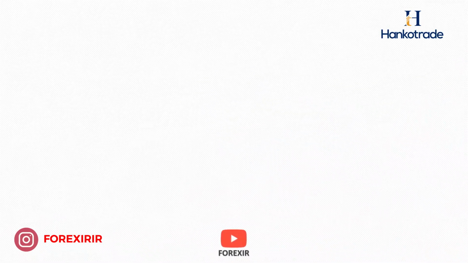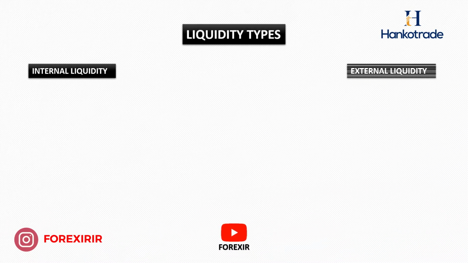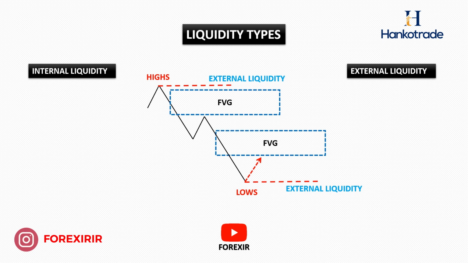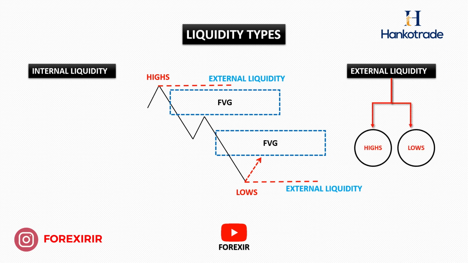When it comes to liquidity, we can categorize it into two types: internal and external liquidity. To better understand this concept, let's imagine a market structure like a rally wave comprising both high and low points. These high and low points represent external liquidity. Essentially, external liquidity relates to the highs and lows within a rally wave. On the other hand, the fair value gaps found within the range of these highs and lows are considered our internal liquidity.